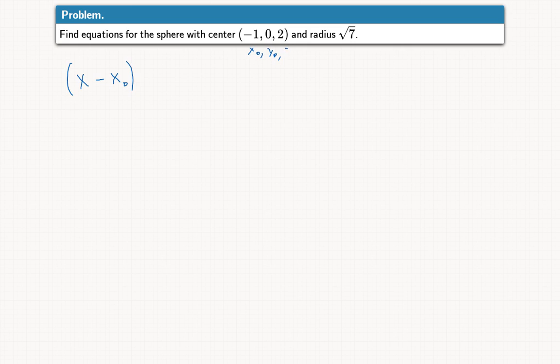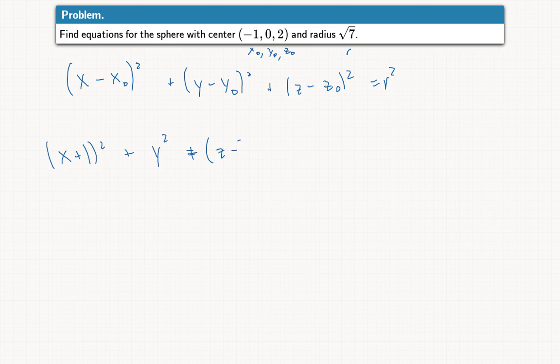with radius r is x minus x0 squared plus y minus y0 squared plus z minus z0 squared equals r squared. So in our case, that becomes x plus 1 squared plus y squared plus z minus 2 squared equals 7.